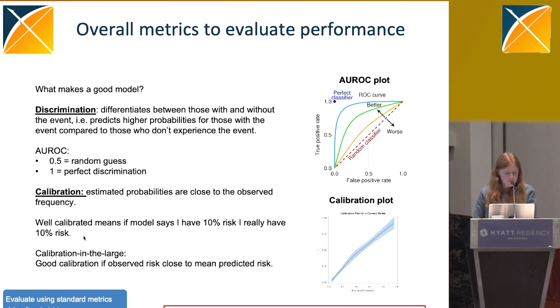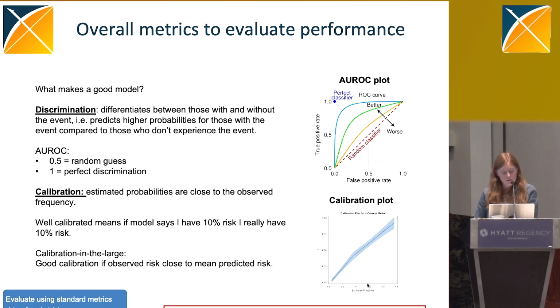So calibration is very key, especially if you're going to be applying the model. If you're going to be using the model to guide an intervention, you want it to be calibrated well. And the metric we use is the calibration in the large. So for the calibration in the large, you look at the mean predicted risk and the observed risk. And if they're close in value, it means overall you seem to be calibrated pretty well.